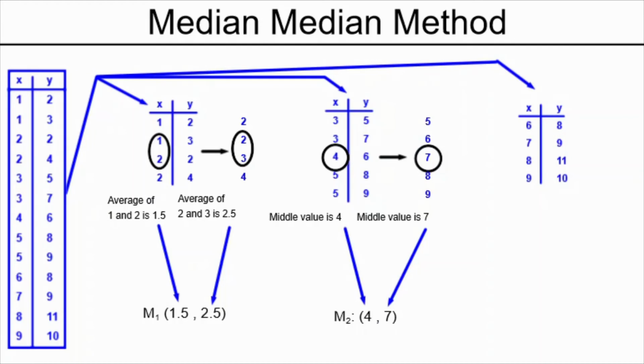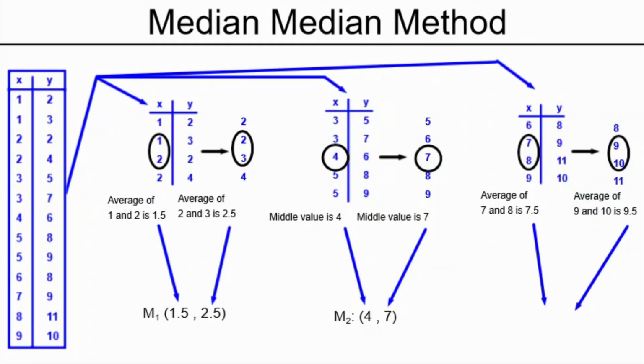Now for our last table. The x values are already in increasing order, so we need to find the average of 7 and 8 in order to find our median of this even-numbered collection of values. The average of 7 and 8 is 7.5. The y-coordinates are not in increasing order, so we have to reorder them again. And we do it like this. Therefore, we're finding the average of 9 and 10 to find our median. And that's 9.5. We arranged the 7.5 and the 9.5 into our point M3.